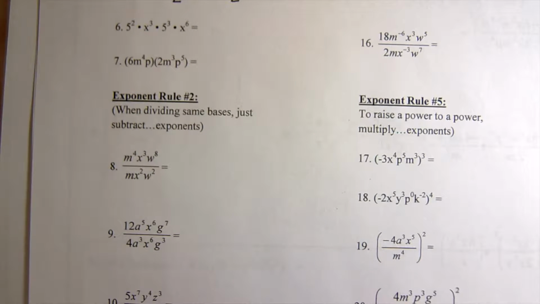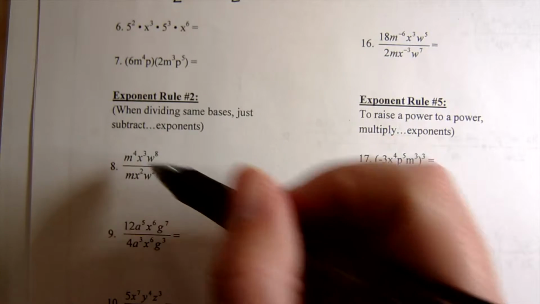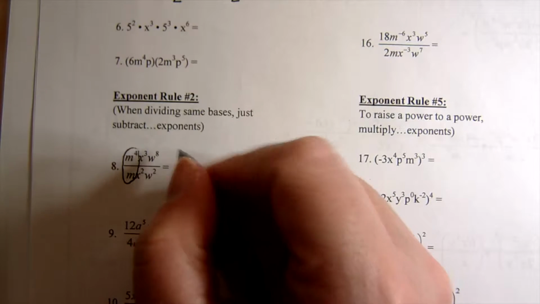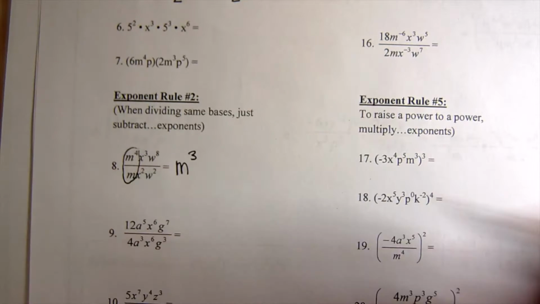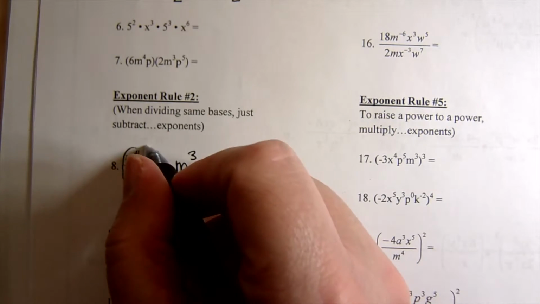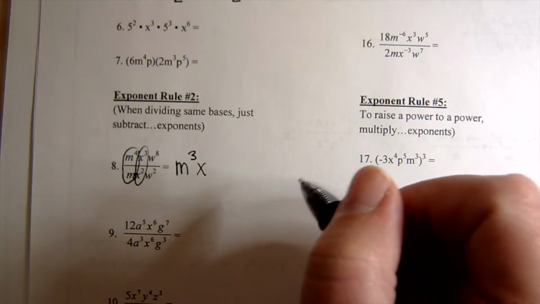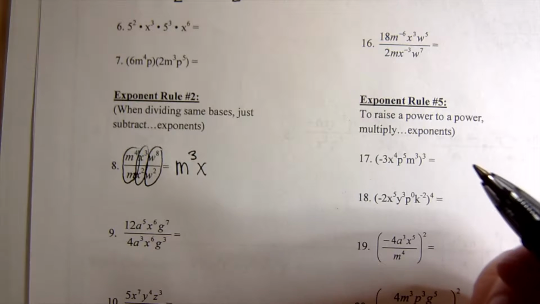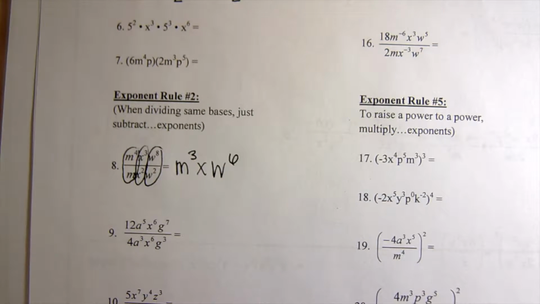Number 8. You subtract whenever you are dividing them. So m to the 4th power over m. Subtract the exponents and you get m to what power? The 3rd power. X cubed over x squared. Just x to the 1st power, just x. And then w to the 8th power over w squared. W to the 6th power. Any questions about that? Multiplying or dividing?